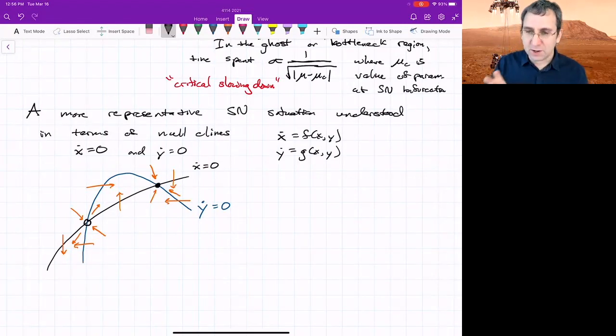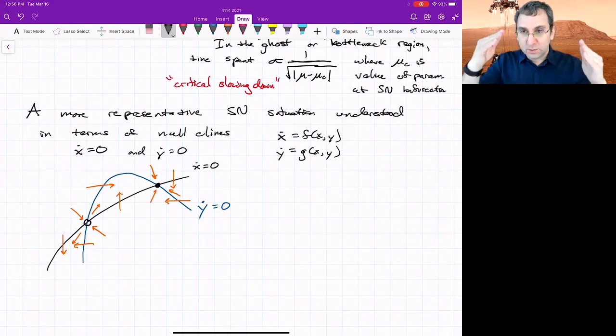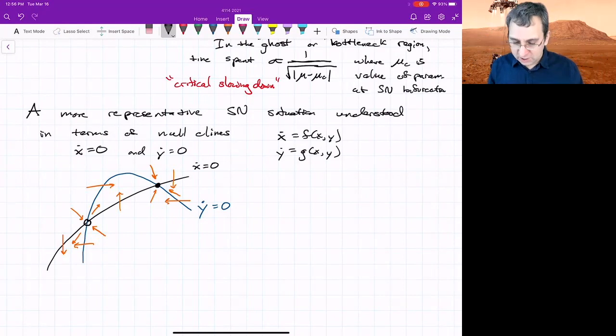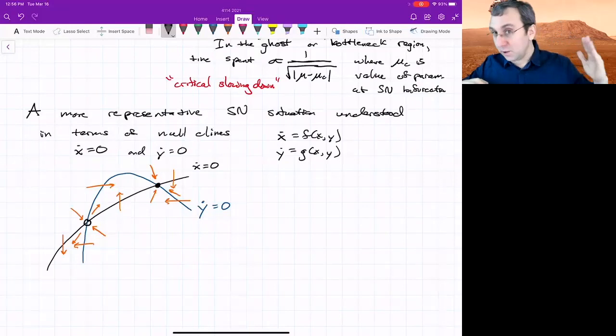As some parameter adjusts, the intersection of these two, right? Imagine just changing some parameter. We've got the intersection of these two curves. Instead of intersecting in 2 points, the 2 points will get closer and closer together and then intersect in just 1 point. And the two nullclines would be tangent. And then after that, there's just no fixed point at all.